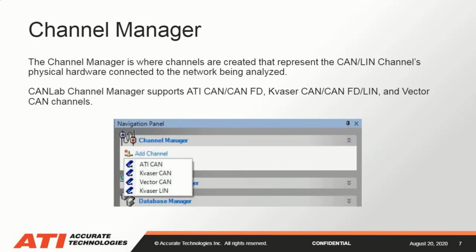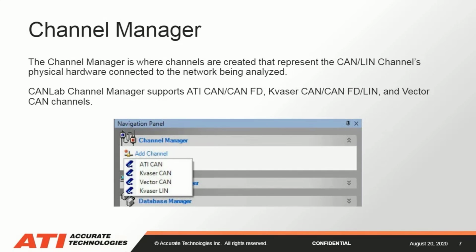So underneath the main menu bar on the left-hand side is the navigation panel. And the navigation panel has several sub-panes with device settings and utility managers. The first one we come across is called the channel manager. And the channel manager allows you to configure your various CAN hardware. And we support multiple CAN devices: ATI's proprietary CAN hardware, Kvaser CAN and LIN hardware, and Vector CAN hardware.